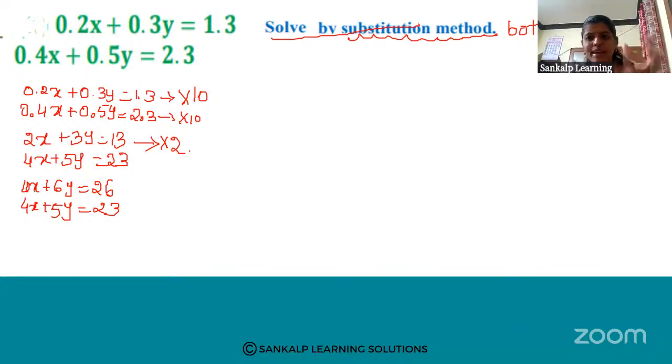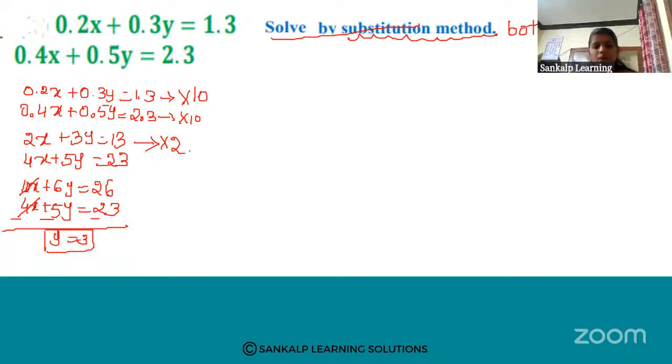I have to eliminate x completely. For that, I will change the sign. If it is plus and minus, both will get cancelled. When one is plus and one is minus, we can cancel it, right? Yes. So now plus 4x minus 4x will get cancelled. 6y minus 5y is y is equal to 26 minus 23. That is 3. Therefore, y value is 3.